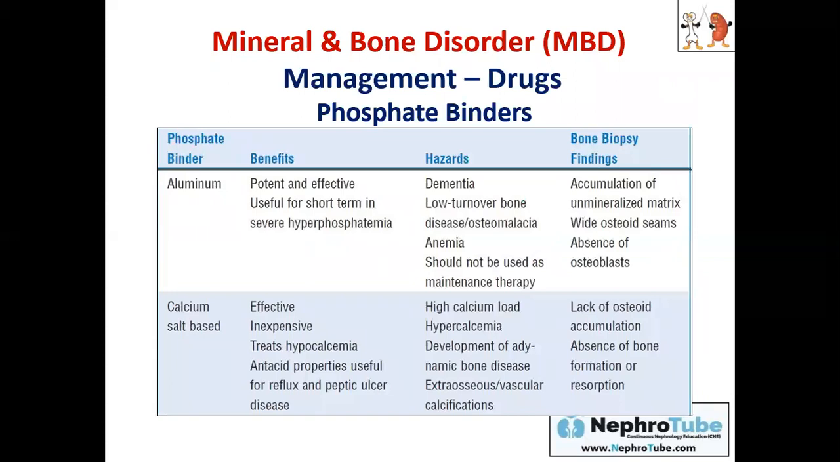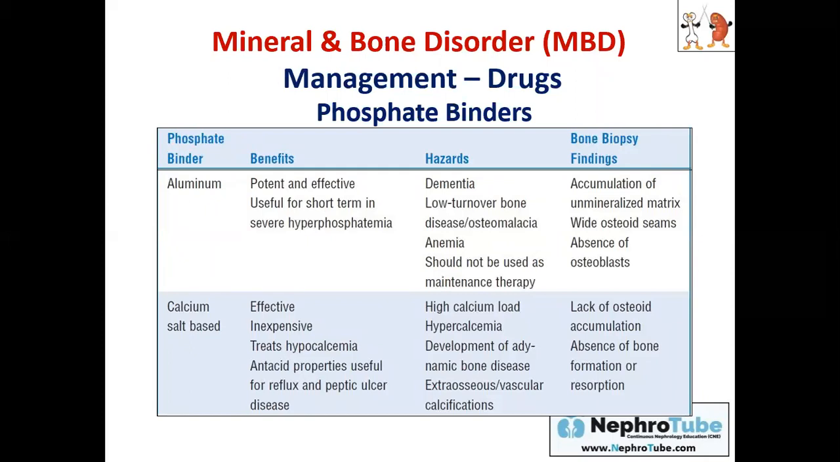First of all, the old traditional phosphate binder was aluminium, but as we know, it may cause a high risk of aluminium toxicity in our patients, so it is better to be avoided. Or if you will use it, and I don't recommend or suggest it, you have to use it for a very, very short time, 1 to 2 weeks.